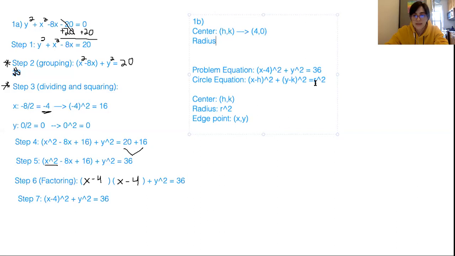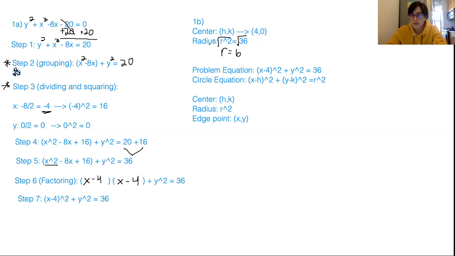For my radius, I see 36 matches where r squared is. So r squared equals 36. But in order to solve for r, I'm going to need to square root both of these. The square root of 36. What times itself gives me 36? R equals 6. So this is how you solve. First, completing the square so that it looks like a circle equation. Then using the circle equation and comparing it to the equation you created to find center and radius.